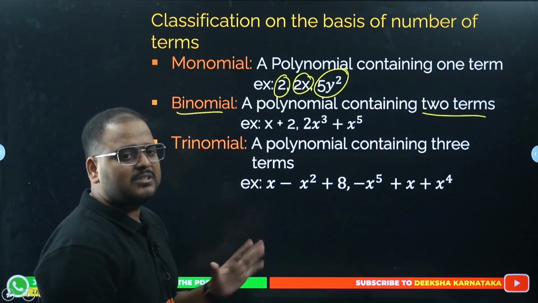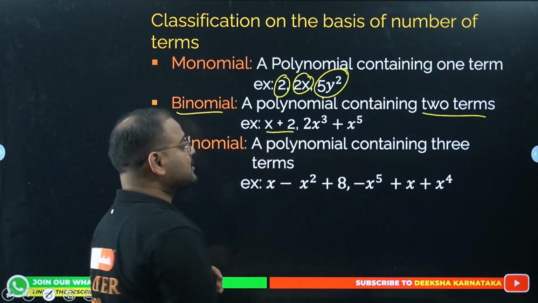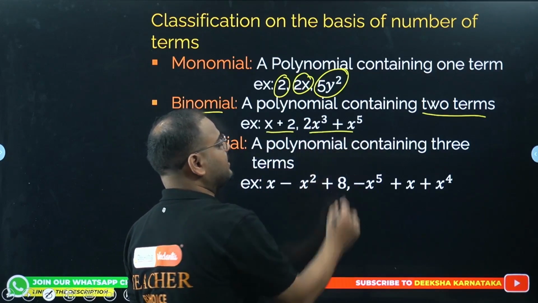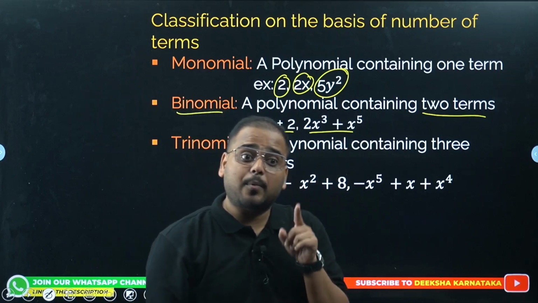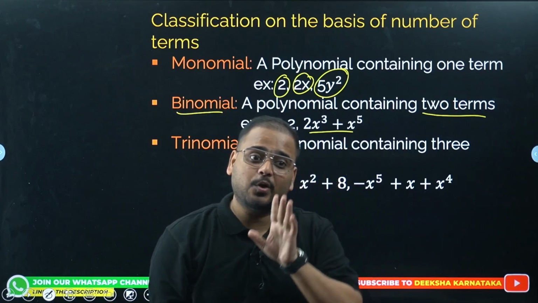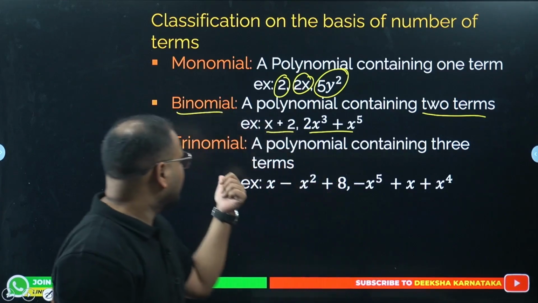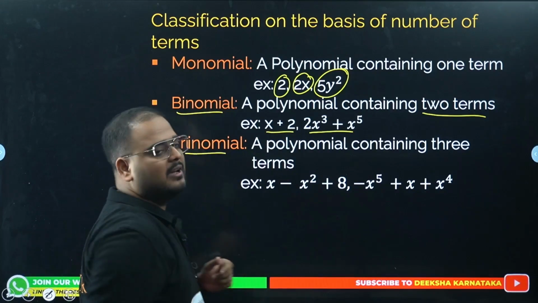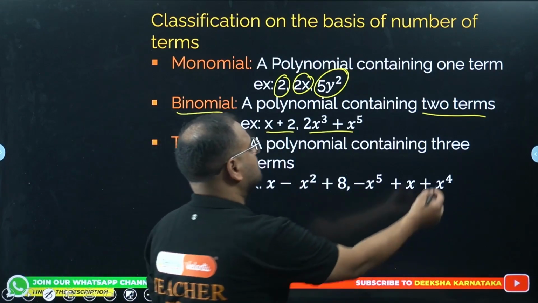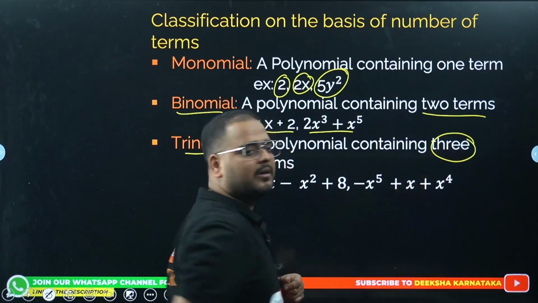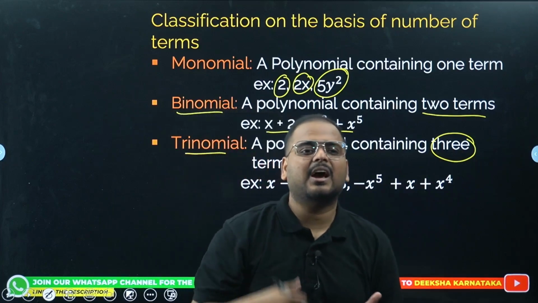How are the 2 terms? Doesn't matter. X plus 2, 2x cube plus x power 5. But there should be a polynomial. The power has to be a whole number. That matters. Trinomial. What is trinomial? Name suggests tri means 3. Okay, this is enough. Next we have biquadratic.